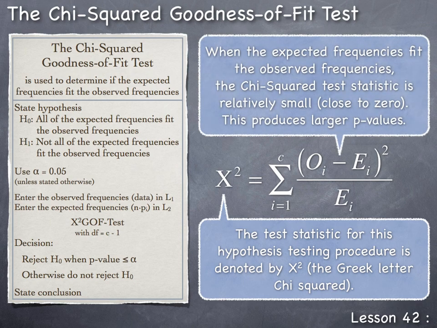Now, when the expected frequencies fit the observed frequencies, the O value and the E value are close together. Thus, the chi-squared test statistic will be relatively small or close to 0, because the observed value minus the expected value, when they're close, will be a small difference. This will produce larger p-values, thus giving rise to support that H0, that all the expected frequencies fit the observed frequencies, is a valid idea.